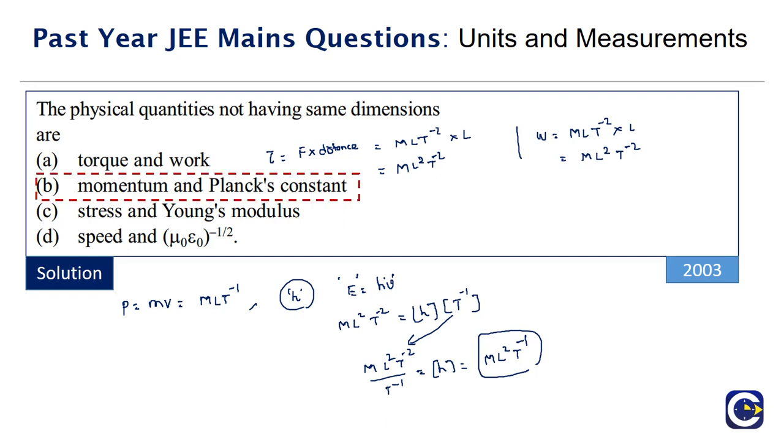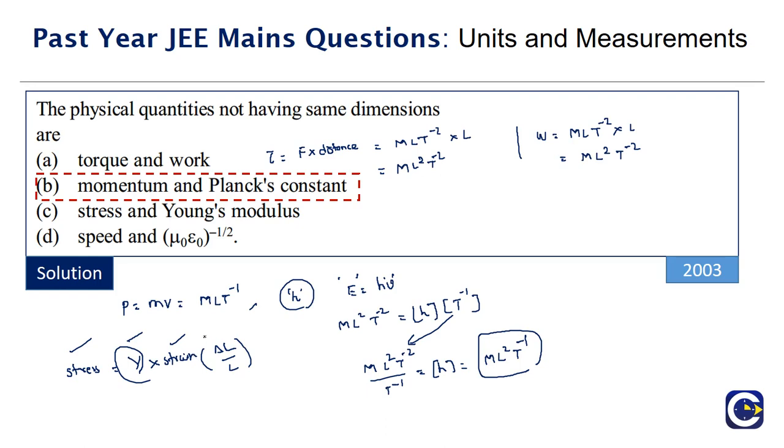Now for academic interest, we can look at option C and option D as well. Option C is stress and Young's modulus. If you look at Hooke's law in the case of longitudinal stress and longitudinal strain, stress is equal to Young's modulus into strain. Strain is a dimensionless quantity, because the longitudinal strain is the change in length by the original length. So the LHS dimension, which is the stress, will be equal to the dimensions of the RHS physical quantity, which is Young's modulus. So stress and Young's modulus both have the same dimensions.